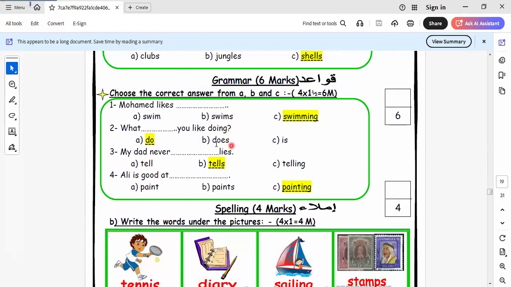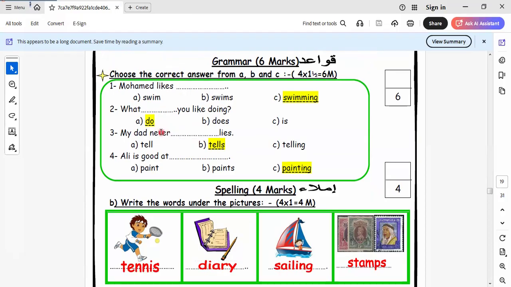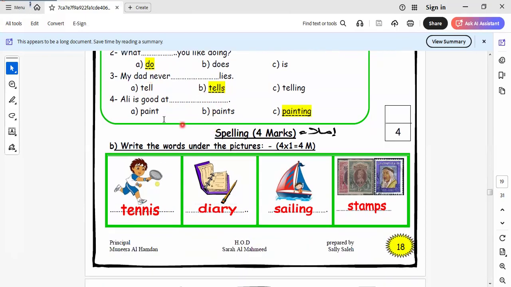Let's go to another one here. Here we say, what hobby do you like doing? So I ask about something that we want to do. Here we have you, so we choose do or does. We choose do. Why? Because as we know, when we ask with do and does, I, you, we, they take do, and he, she, it take does. This is the difference between do and does. So the answer here is do. My dad never tells lies. The answer here is tells, because this is the present simple tense.